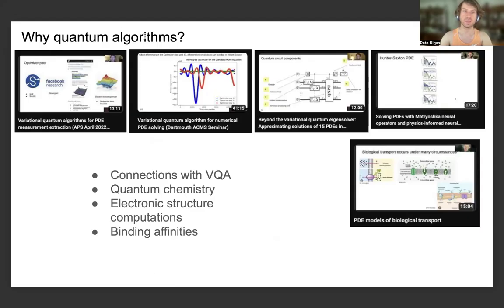And a lot of the interest, or more intense interest, I guess, over the past couple of years for quantum algorithms is that there are connections with variational quantum algorithms, VQA, or variational quantum eigensolvers, as well as quantum chemistry and electronic structure computations, which can relate to binding affinities.